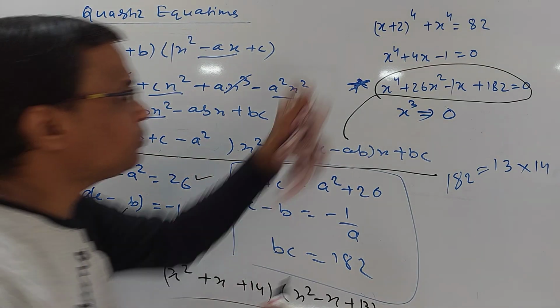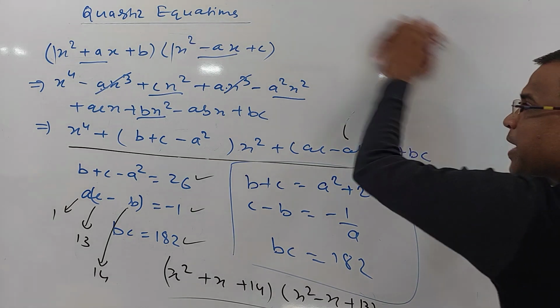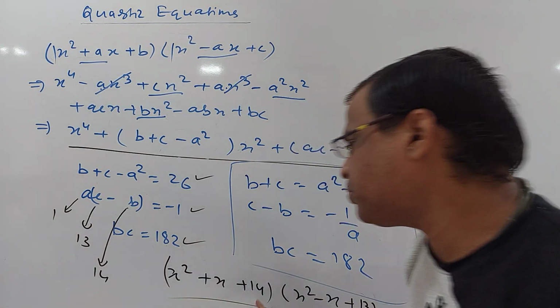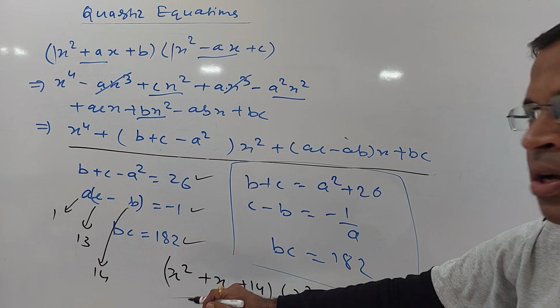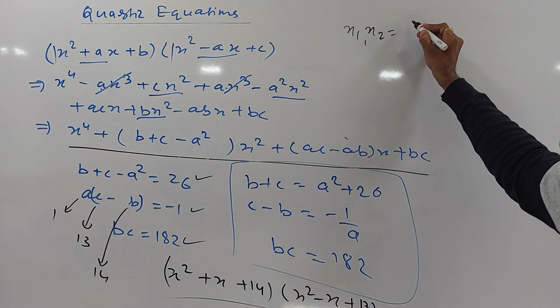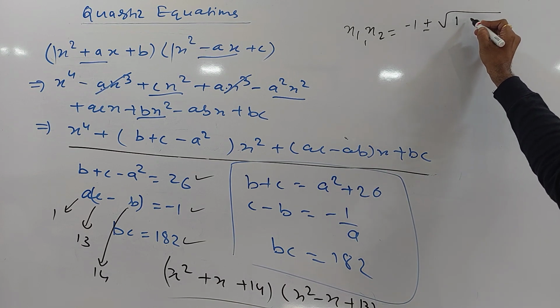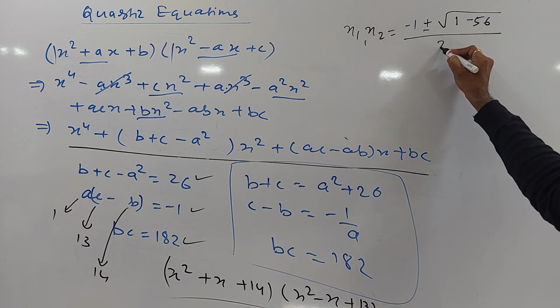This is your biquadratic factorization of quartic polynomial. Quartic equation. So x square plus x plus 14, no possible splitting case, so we can directly jump to the formula. So these are my two answers, x1, x2: minus b plus or minus square root of b square minus 4ac upon 2a.